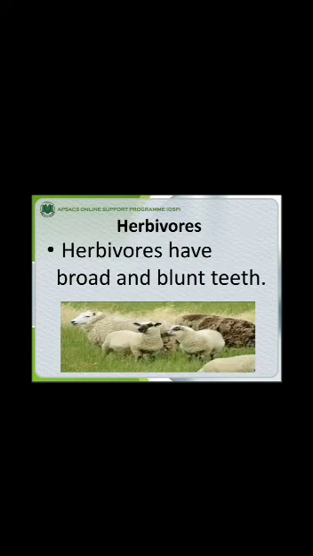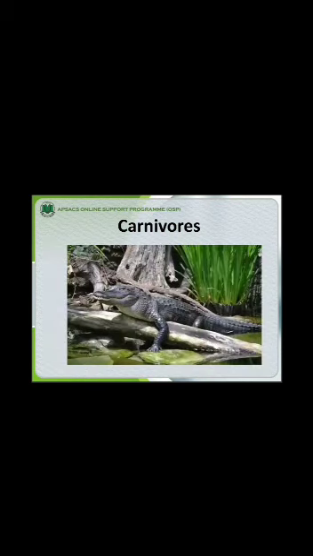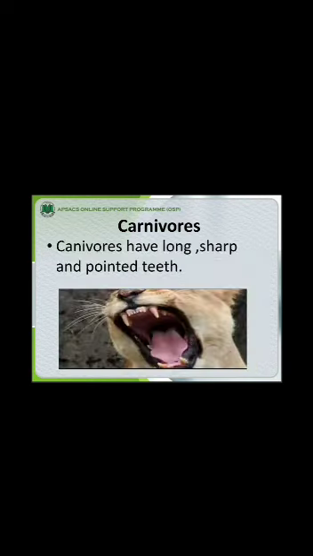Herbivores have broad and blunt teeth. Carnivores. What are carnivores? Meat eating animals are called carnivores. Carnivores eat meat. Fox, wolf, lion, shark, tiger, and alligator. These are some examples of carnivores. Carnivores have long, sharp, and pointed teeth.